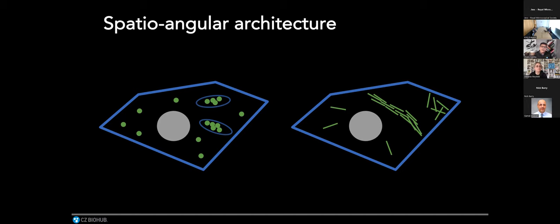And an interesting, useful probe of the spatio-angular architecture is the permittivity of the biomolecules. Now, if you think about all the biomolecules, lipids, nucleic acids, amino acids, sugar molecules, they all are dielectric. And by dielectric, I mean that they do not conduct electricity.